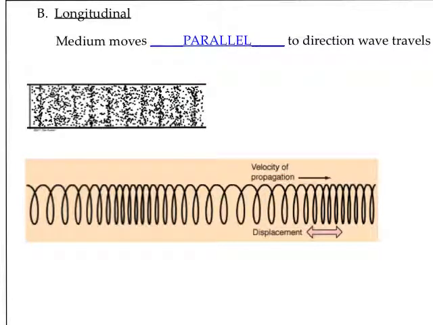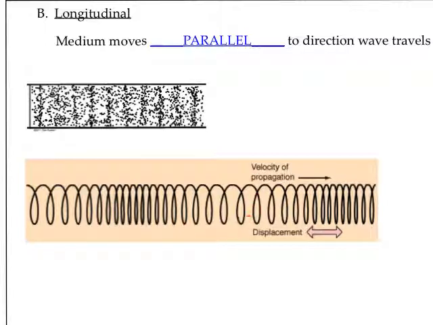The second type is a longitudinal wave, and for this one, the medium now moves parallel to the direction that the wave travels. So if you think about having maybe a pool of material and then pushing forward, you kind of get that ripple effect. That would be more of a longitudinal wave.